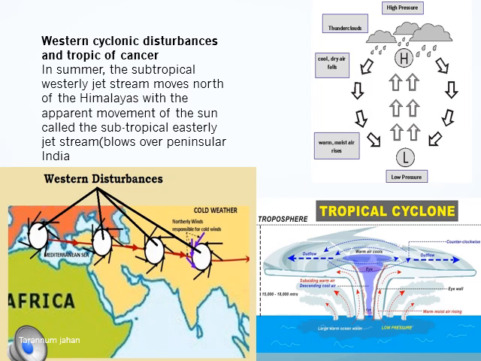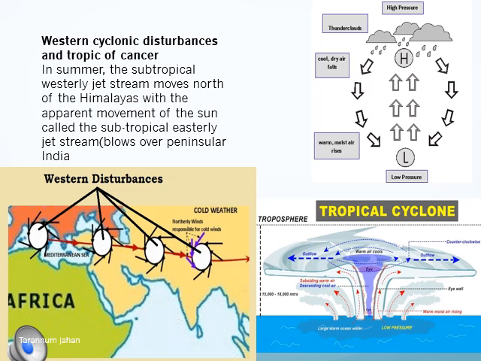Now let us see the tropical cyclone. Now what is a tropical cyclone? The area between the Tropic of Cancer and the Tropic of Capricorn, the area in the middle, whatever area comes between both these latitudes, is called the tropical cyclone area. Now this tropical cyclone area is made in the tropical region.